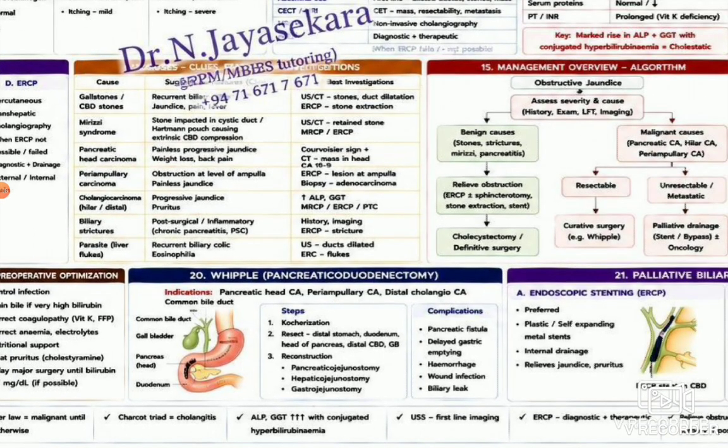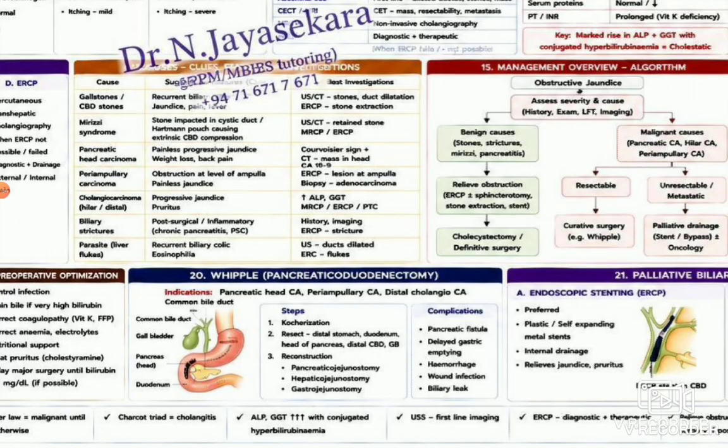Then the Whipple's procedure. This is a famous surgical topic. Now let's discuss the Whipple's procedure. Indications. Whipple surgery is mainly performed for pancreatic head carcinoma, periampullary carcinoma, distal cholangiocarcinoma. Why such a large surgery? Because anatomically the pancreatic head is closely related to the distal common bile duct, duodenum and ampulla. So tumors in this region spread locally very early.